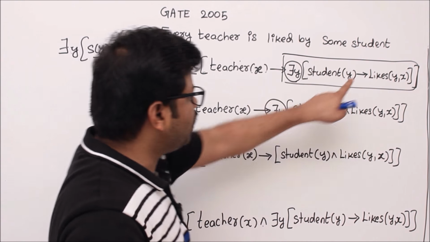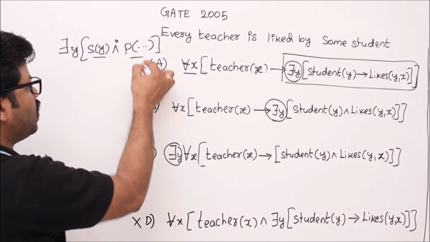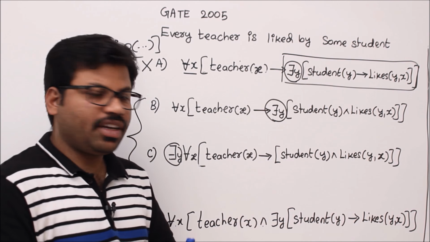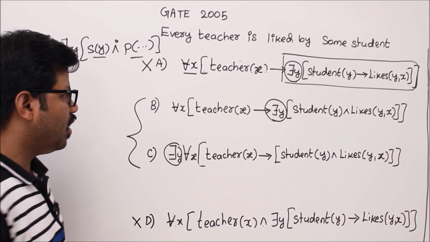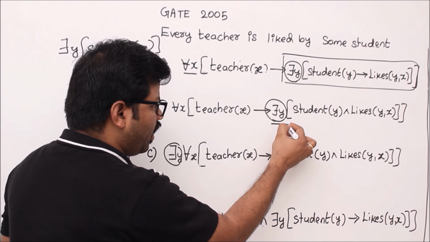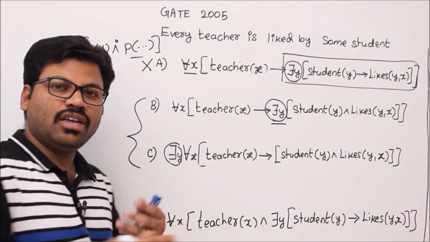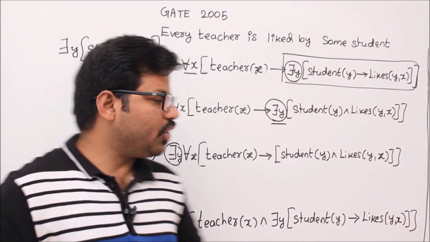Then any option that has implication, please avoid it. So option A is eliminated. Now we have option B and option C. What is the difference between these two? Everything is the same, but in one you have there exists y after for all x, and here you have there exists y before for all x. Then which one is correct?